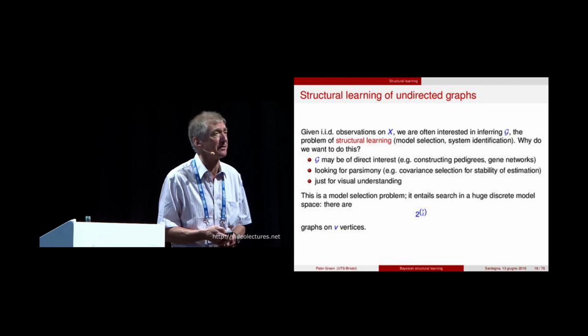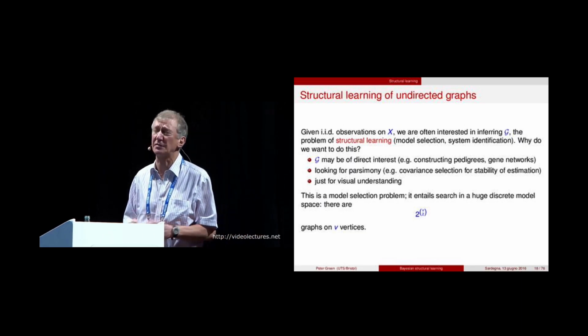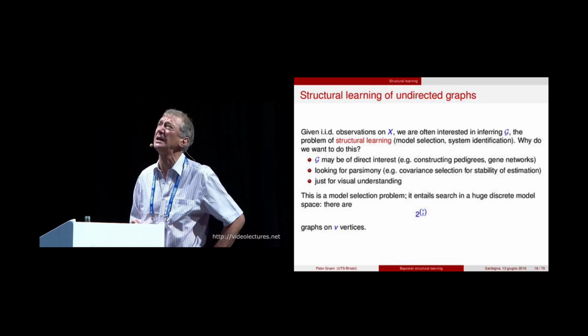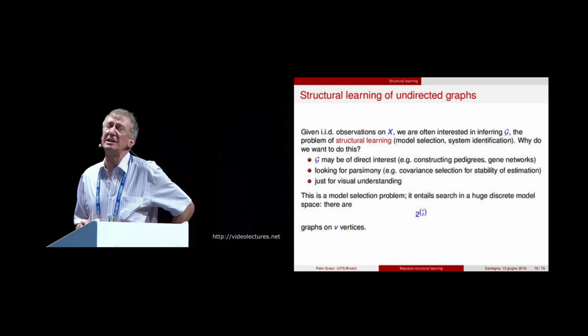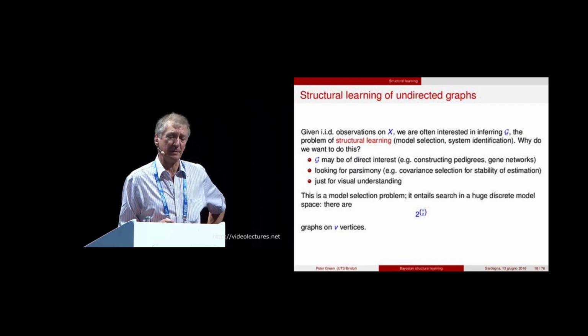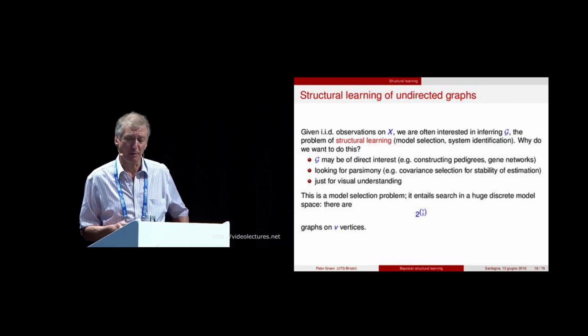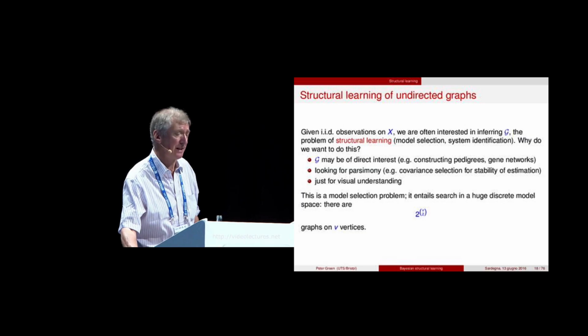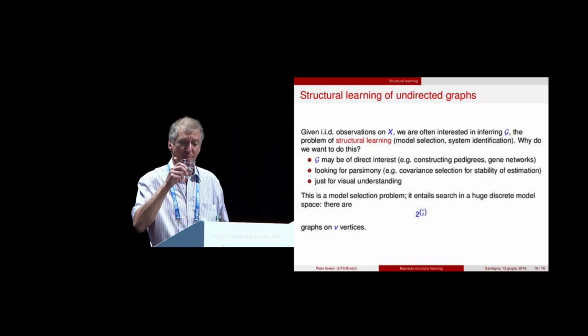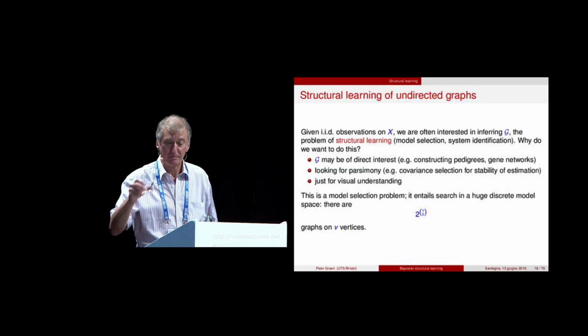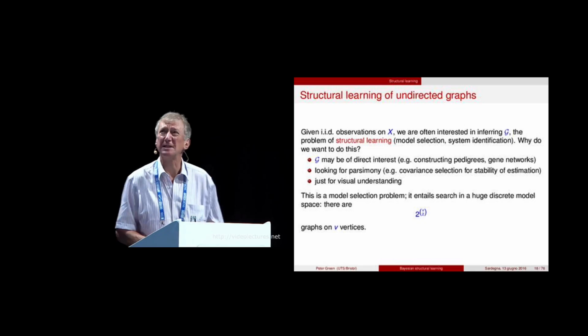So we have the idea that given data, perhaps to keep it simple, an IID sample of data from some multivariate distribution, we may be interested in inferring this conditional independence graph. And that's the problem of structural learning in machine learning language. And it's the subject of the talk today.